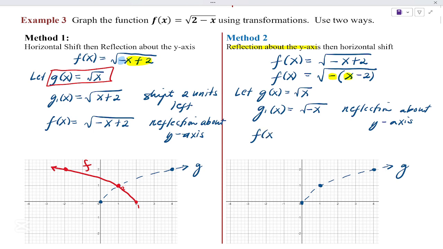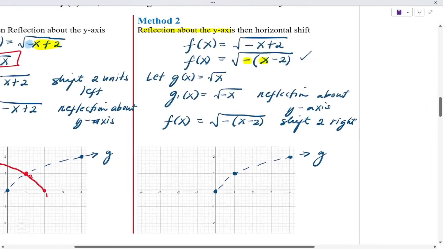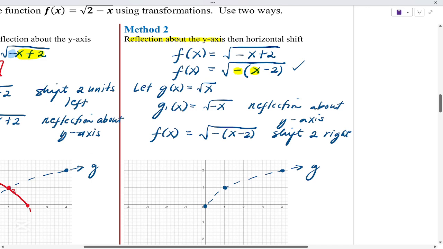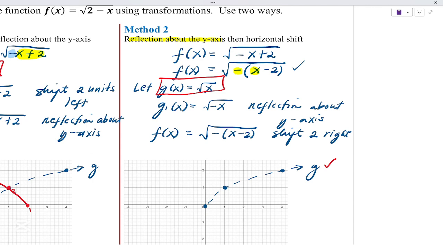And then finally, to come up with this function, we have to replace this x by x minus 2. So the square root of negative, if we replace x by x minus 2, meaning the graph is shifted 2 units to the right. So let's graph this. Starting with the parent function that we graphed here, for every point we can apply the transformation in this order. First is reflection about the y-axis, and then after that is shifting 2 units to the right.